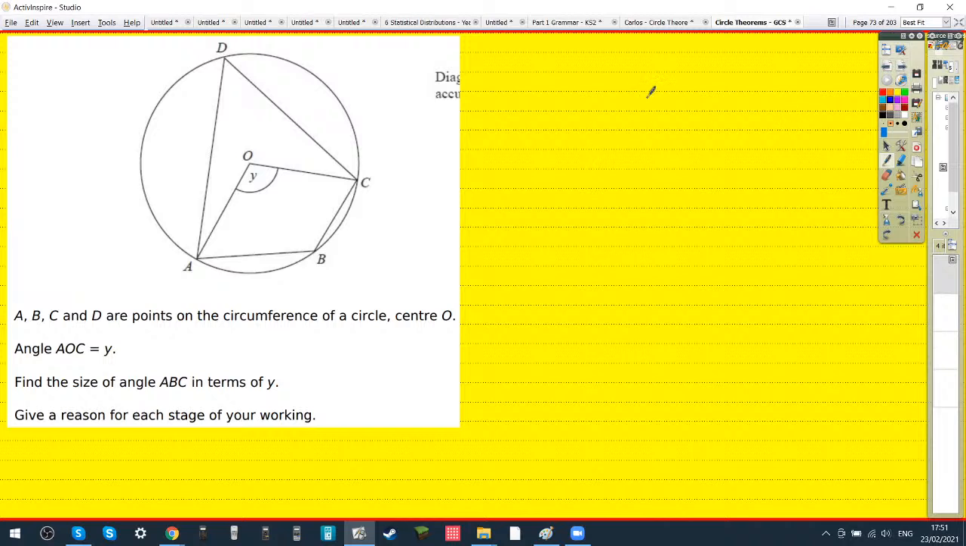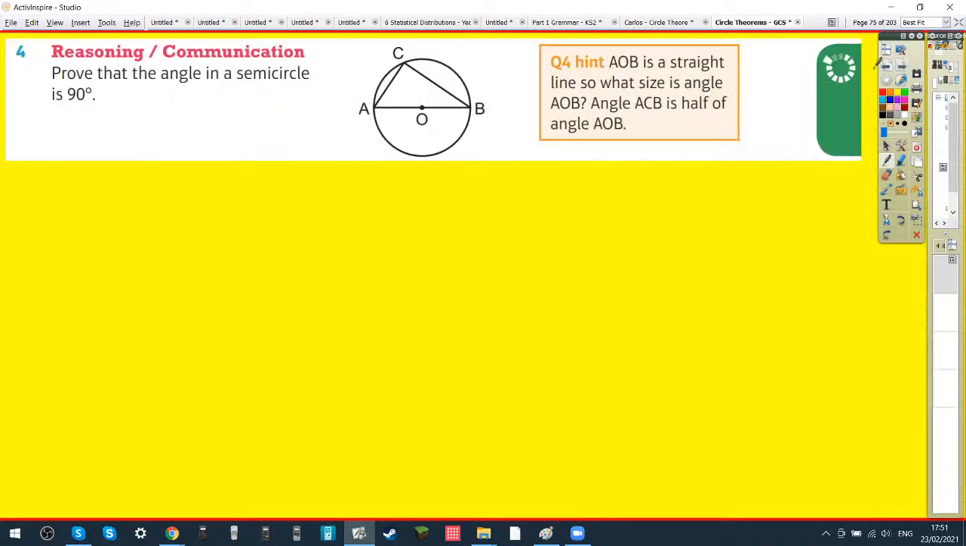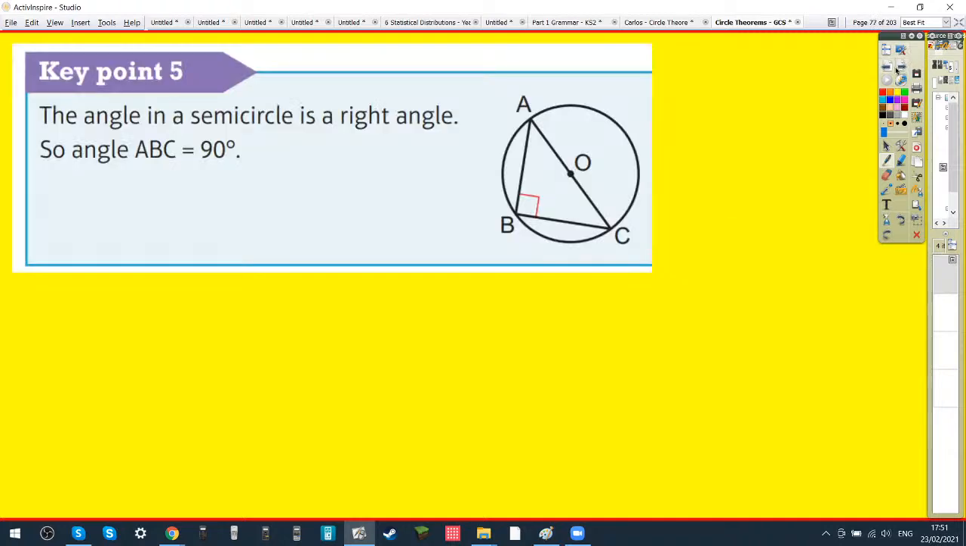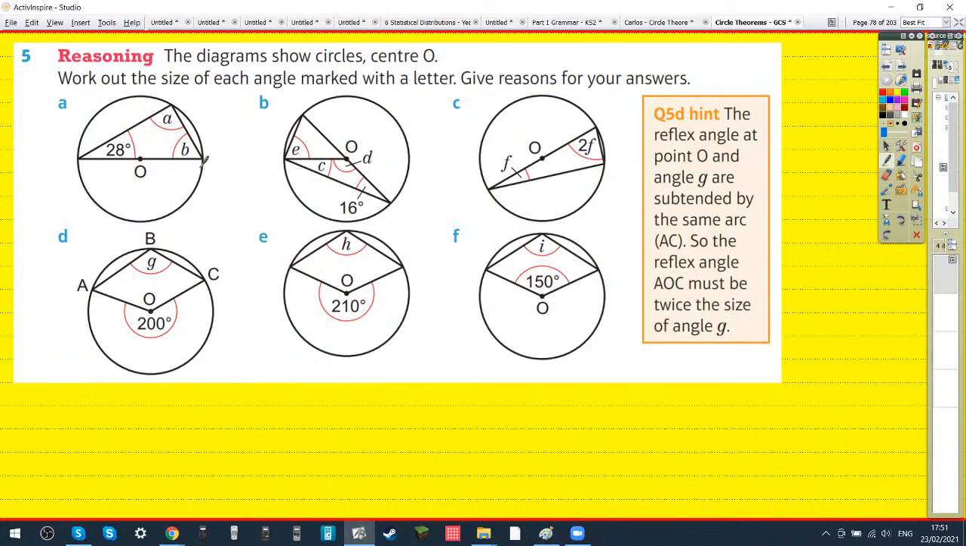This is in terms of y. Let's leave that. And then you have this special one where this arrowhead shape that we had, if you straighten it out completely, it makes a straight line. And so this one is 180. And so that means that this one must be 90 because this one is half of that one.